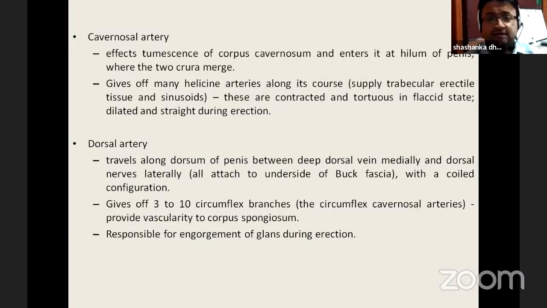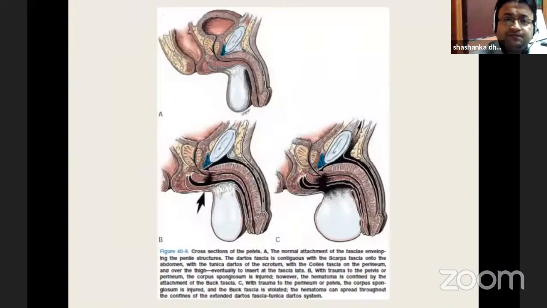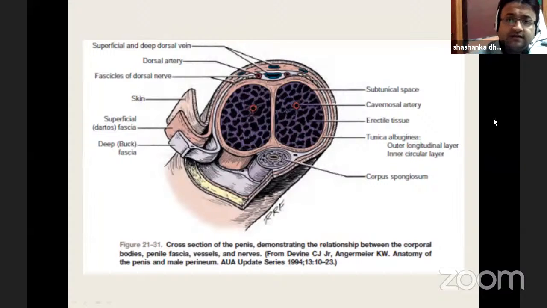The third is the dorsal artery of the penis. It travels along the dorsum of the penis between the deep dorsal vein medially and dorsal nerves laterally. So I'll go back to that diagram again. This one, yes. So this is the location of the dorsal artery, the two red circles. It lies between the dorsal nerves and the dorsal vein. So the artery is between the vein and the nerves. So here also you can notice it's vein, artery, nerve, medial to lateral.